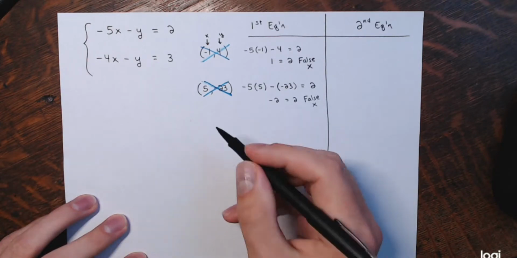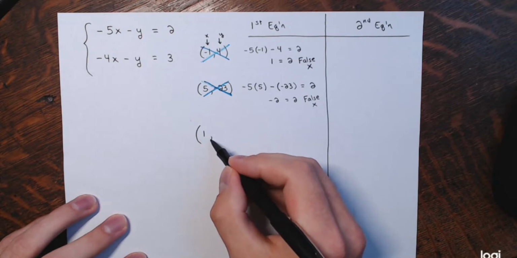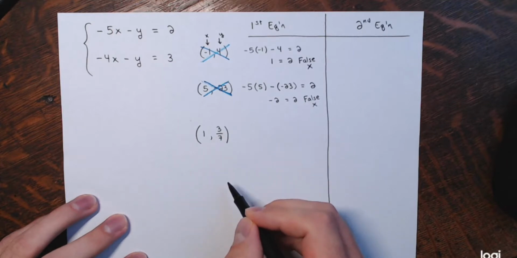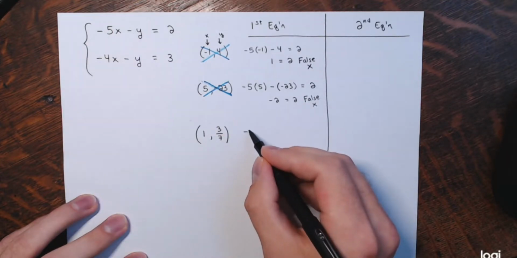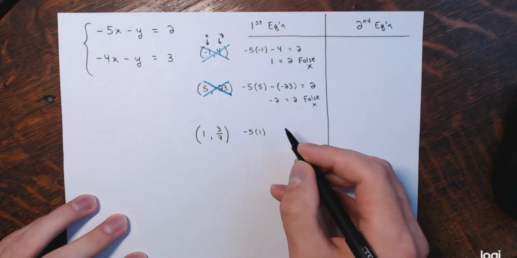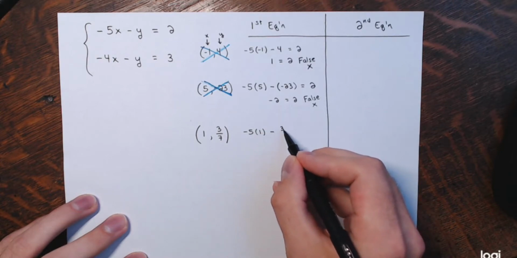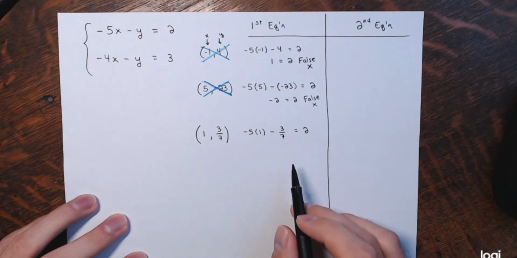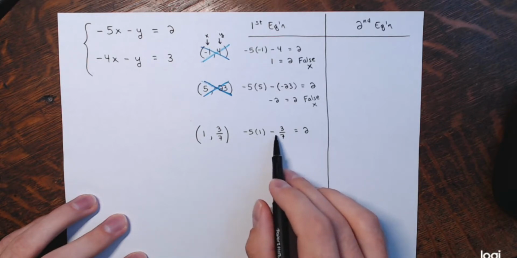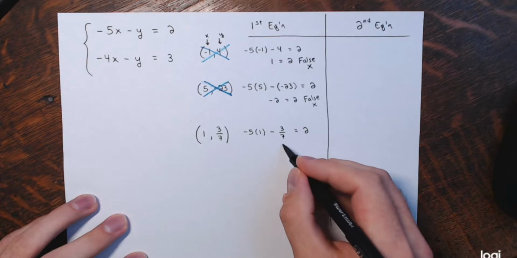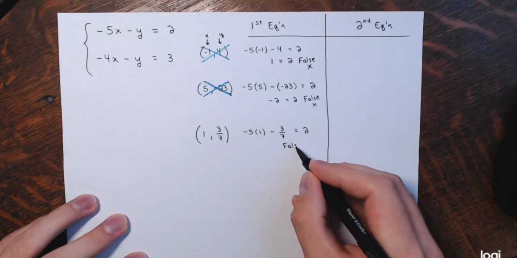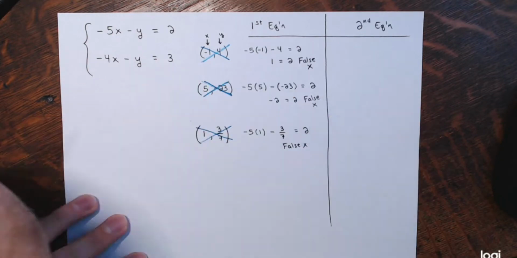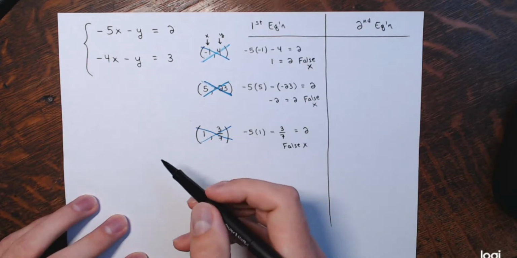The next ordered pair I'm given is 1 for x, 3/7 for y. So first equation, we have negative 5 times x, so negative 5 times 1, minus y, which is 3/7, equals 2. I'm hoping you see this is false right away, because this is a negative number on the left, a positive number on the right. So I'm not even going to bother adding those together. This is going to be false. So it can't be a solution of the system because it doesn't satisfy the first equation. It's got to satisfy both.